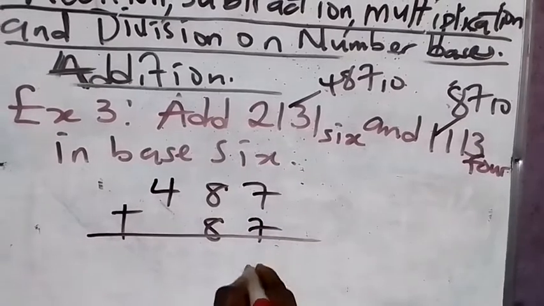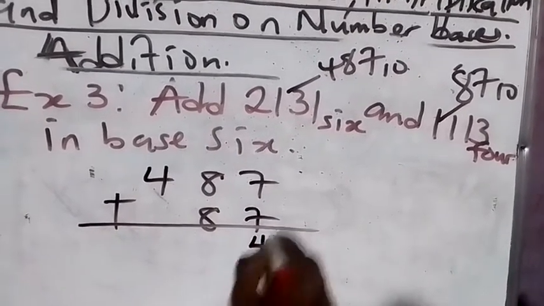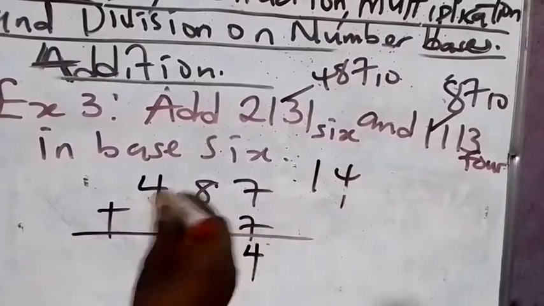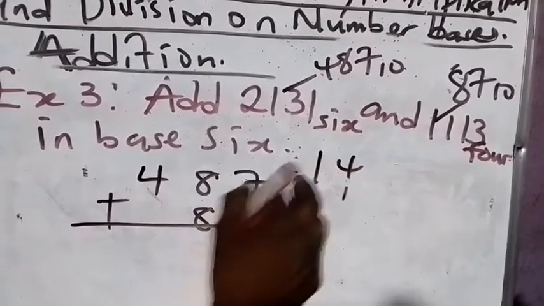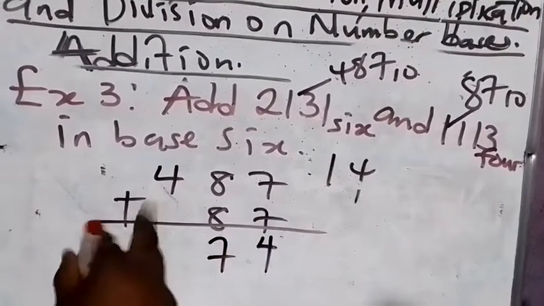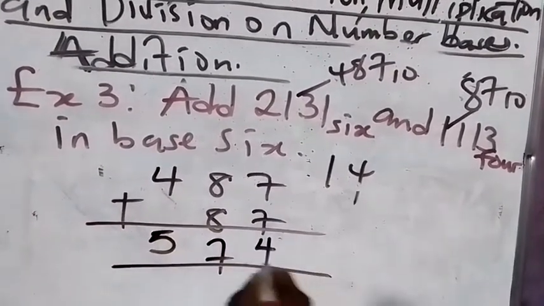7 plus 7, 14. Write 4. We keep 1. Right? So that one, 8 plus 8, 16. Plus 1, 17. Write 7. We keep 1. That one, you add it to the 4 here. That's 5. So that is 574.